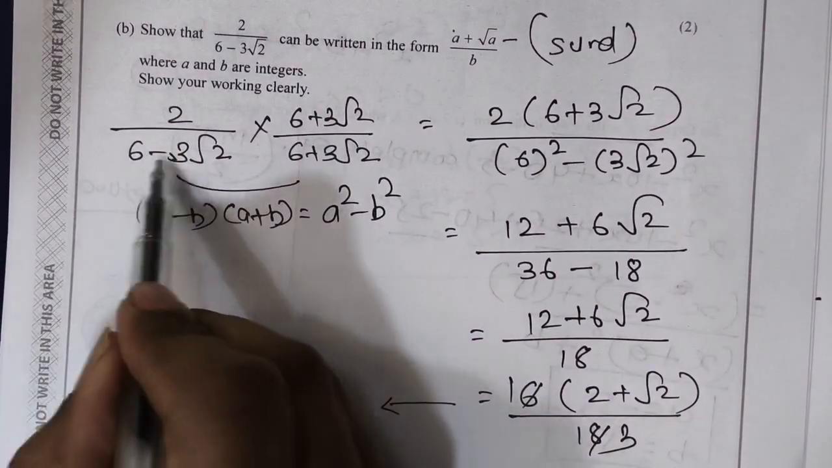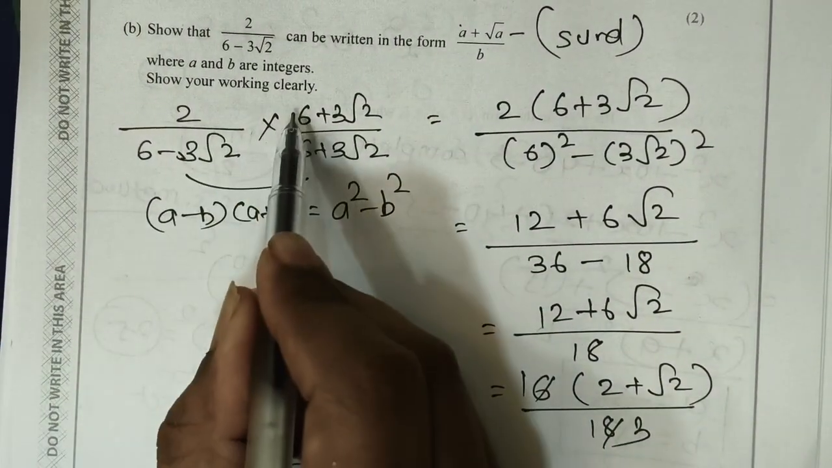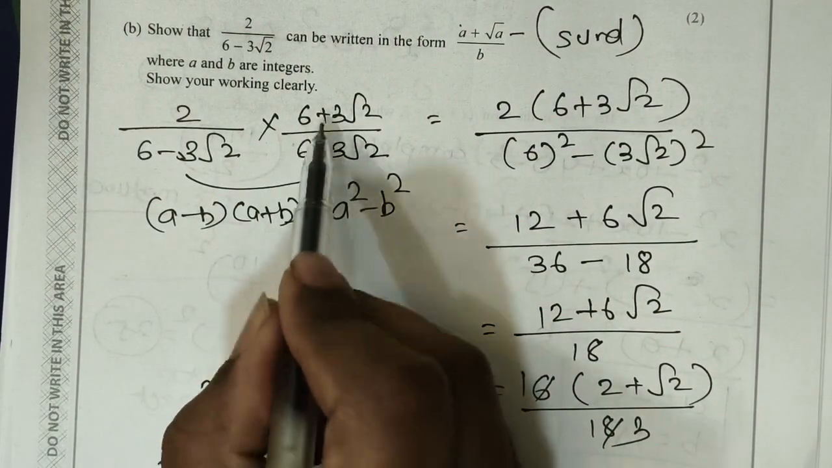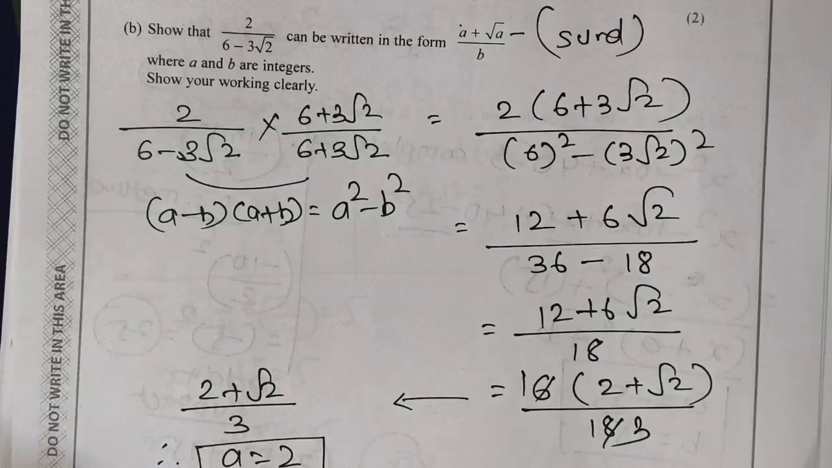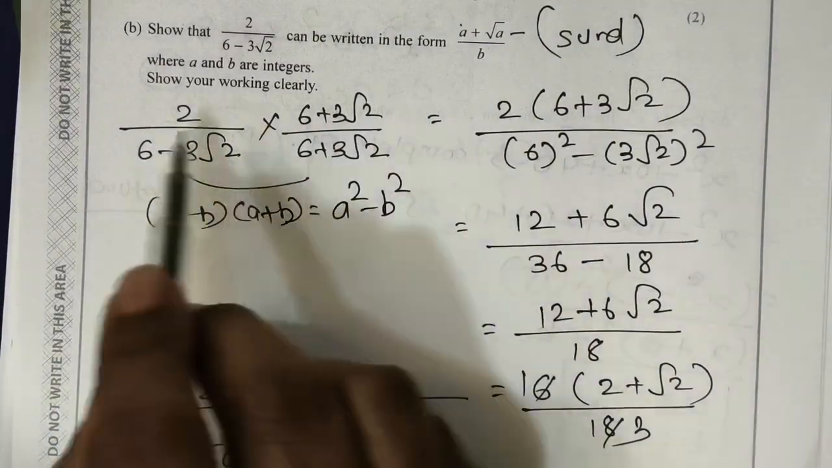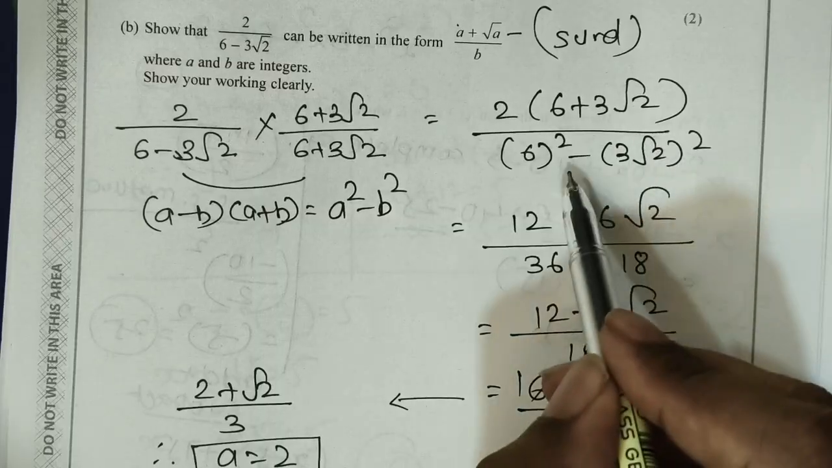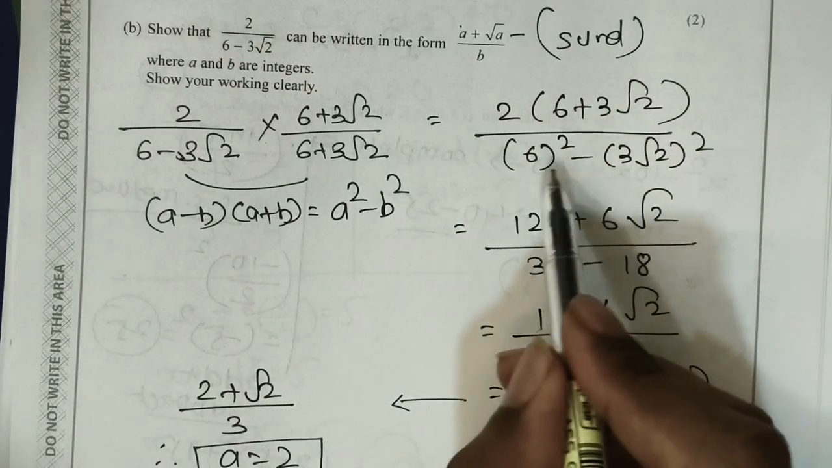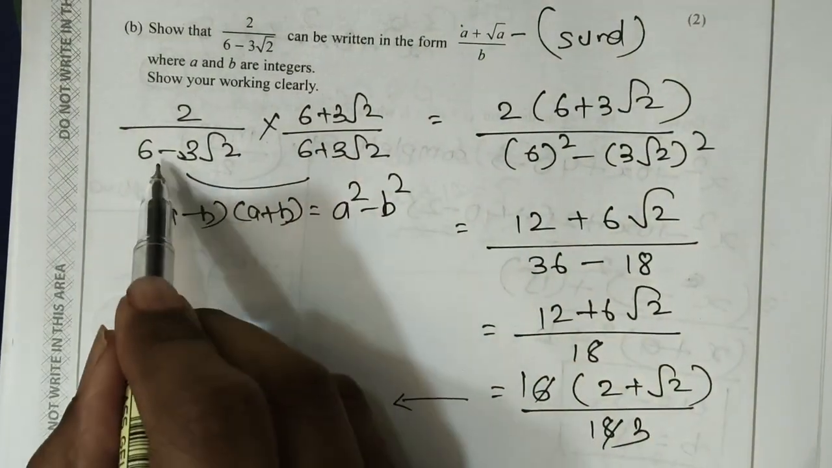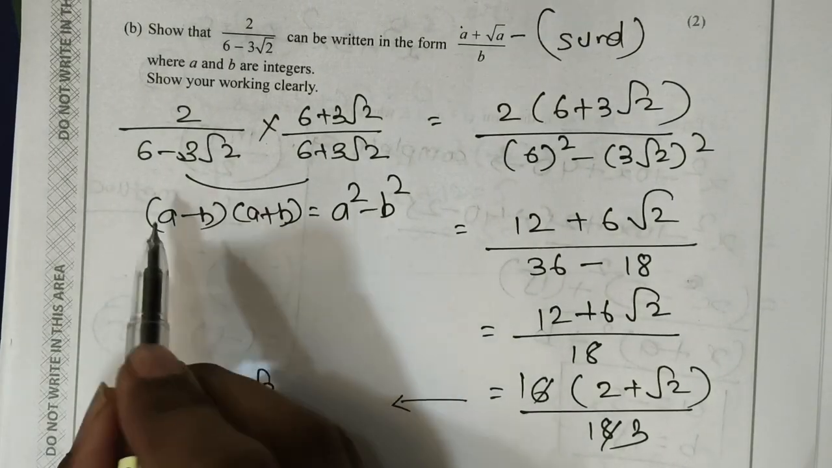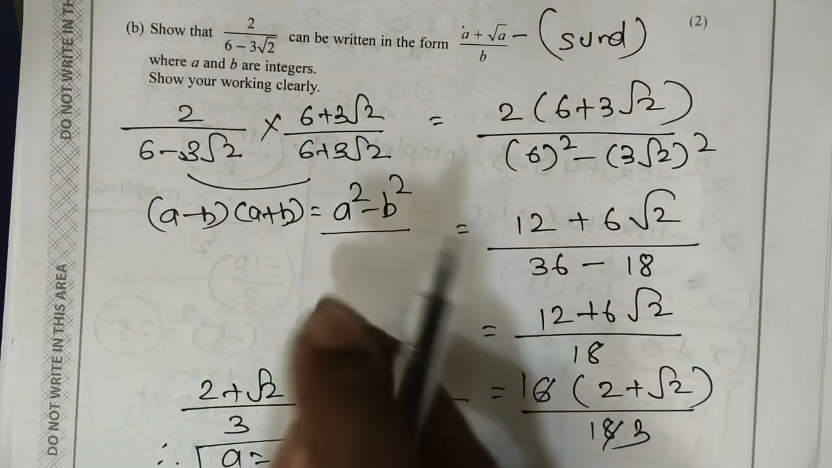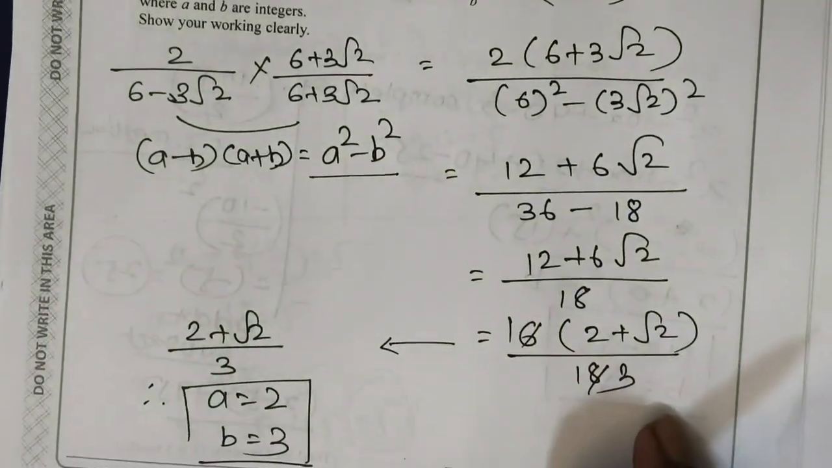Now, when I had 6 minus 3 root 2, I multiply and divide both by 6 plus 3 root 2. It's a surd method which we have done in even previous algebra. Correct? Now you subtract, multiply this. This is the result which you get. Correct? And now why I wrote this 6 square minus 3 root 2 square? Because this is in the form of a plus b and a minus b. A minus b into a plus b equals a square minus b square. I know this. Correct? So I open the bracket.